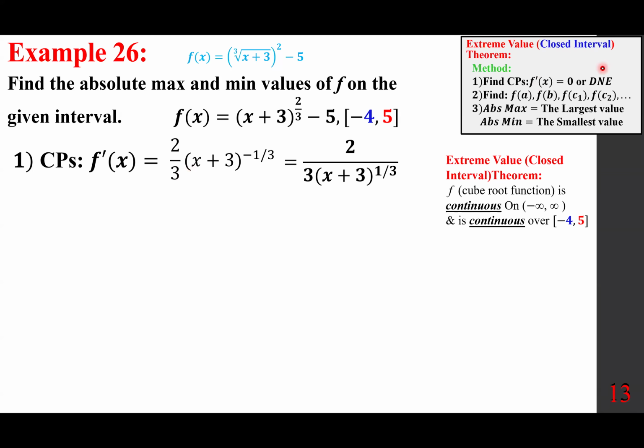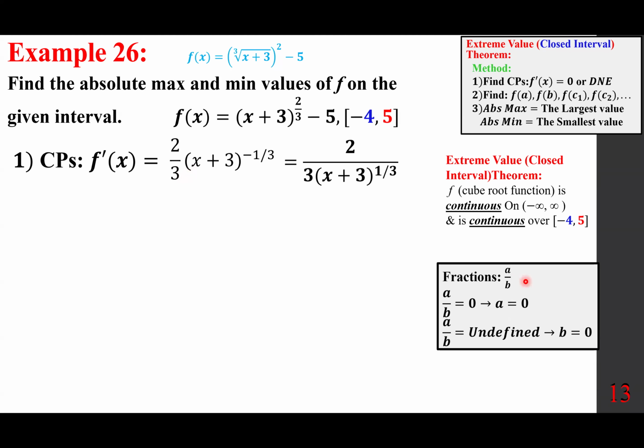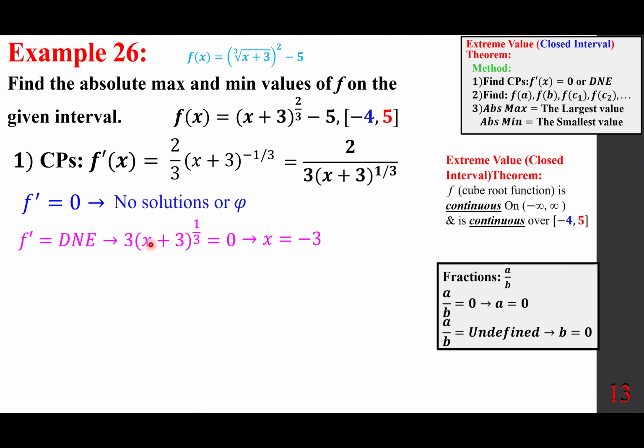Now we want to look at f prime is 0 or doesn't exist, reminding you that a fraction is 0 when the top is 0, undefined when the bottom is 0. So f prime equals 0, the numerator is 0, and it has no solutions. Why not? The numerator is a number. Doesn't matter, positive, negative, small, or large. There is no solution. F prime doesn't exist when the denominator is 0. And as you can clearly see, the denominator is 0 if x is minus 3. The question is, is minus 3 in between negative 4 and 5? Yes, we are going to use the end points as well as negative 3, the critical point, to evaluate the function f of x.